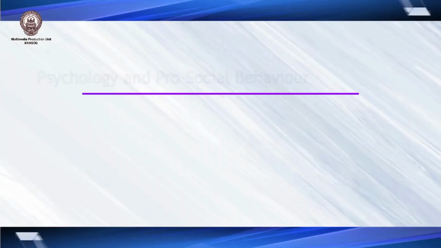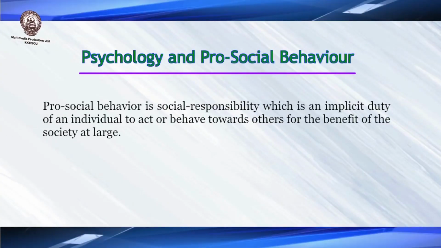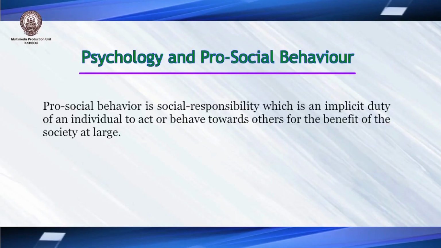Psychology and pro-social behavior. Pro-social behavior is a social responsibility, which is an implicit duty of an individual to act or behave towards others for the benefit of society at large. So pro-social behavior is mainly the behavior which is socially accepted or desired by society. Here, therefore, comes the term social responsibility. As an individual, you, as a member of society, have a certain social responsibility to give back to society what we get from it.